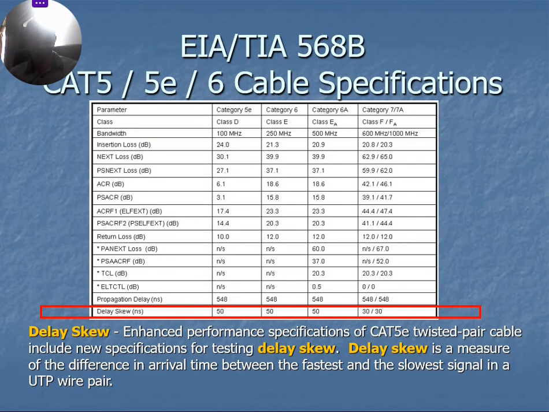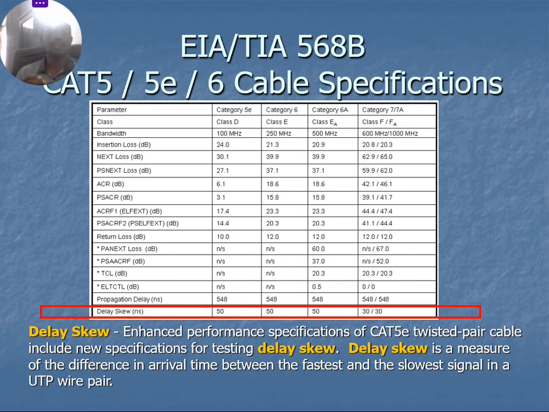What we call the delay skew. This is a new parameter that has been introduced in engineering. Delay skew is a new parameter. It's an enhanced performance specification of Cat5E twisted pair cable, and it includes new specification for testing. We use this one to test our cables now to see the enhancement in cabling. This delay skew is used just to show how much improvement we've done so far.